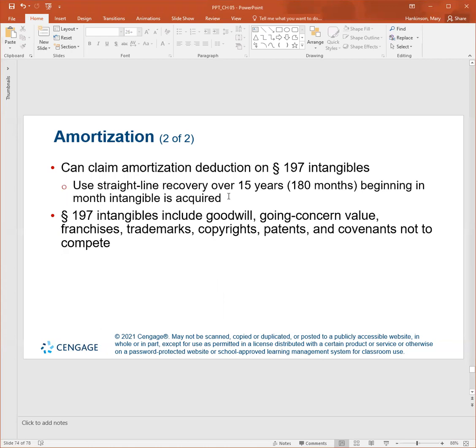So again, it's talking about the useful life of intangibles being 15 years. And these include goodwill, going concern value, franchises, trademarks, copyrights, patents, and covenants not to compete.